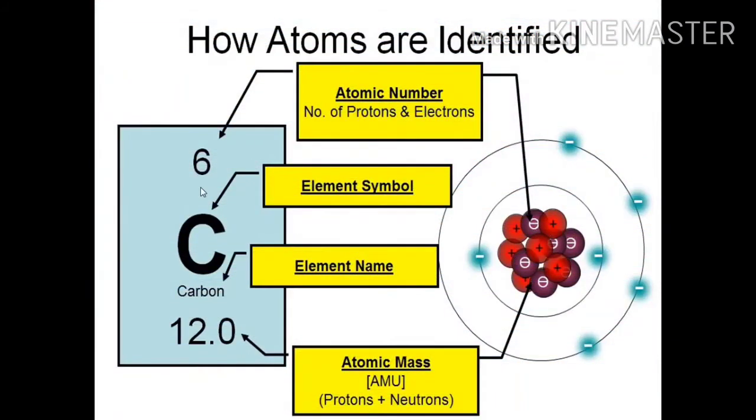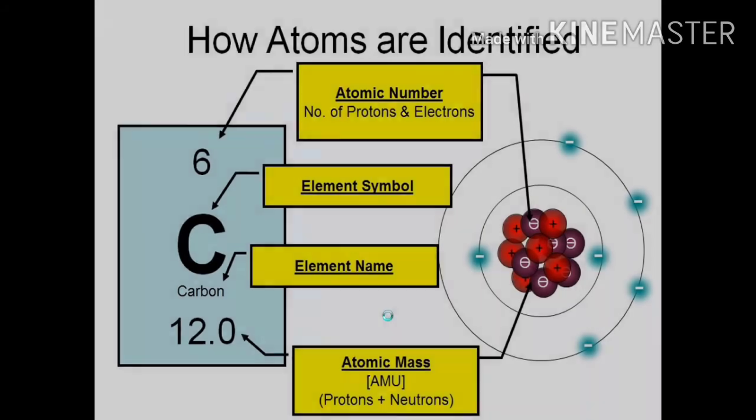This is how an atom is presented in the periodic table, and the information of the atom in the periodic table. We have the symbol of the element, the name of the element, the atomic number, and the atomic mass of the element. All these details are given in the periodic table.